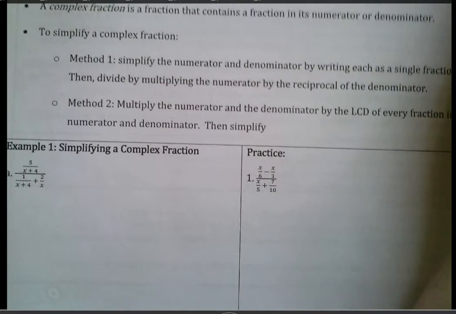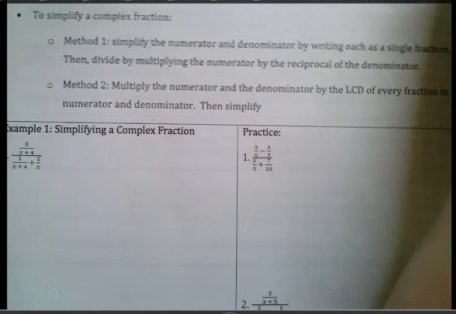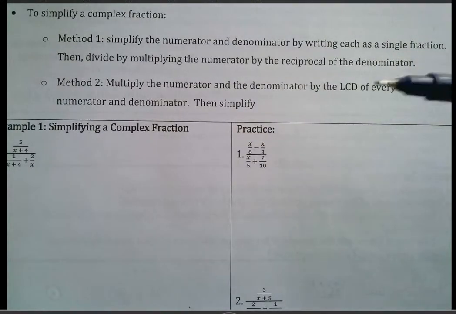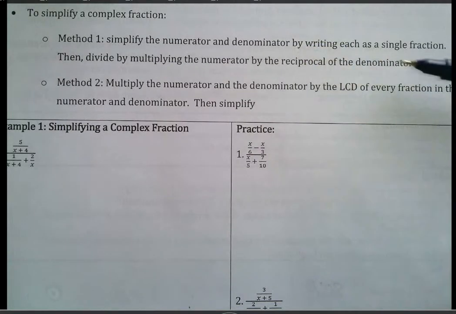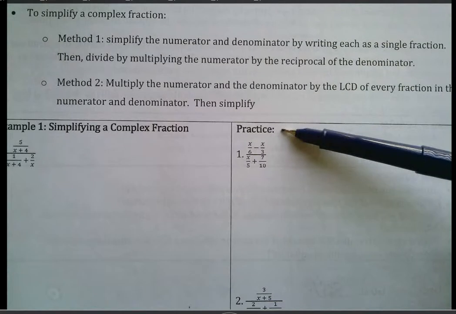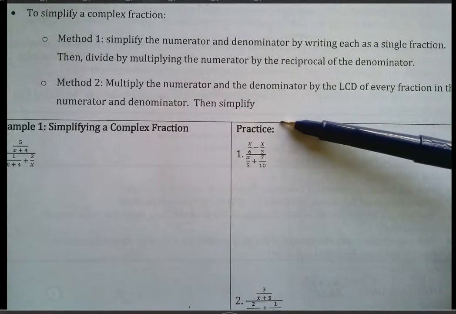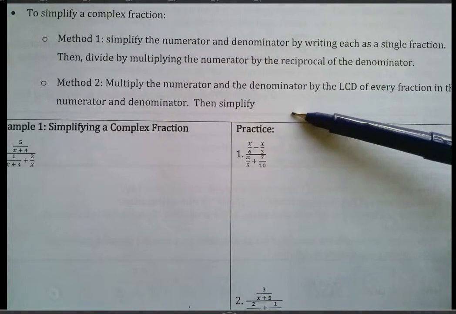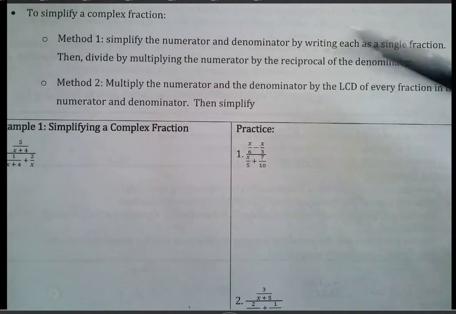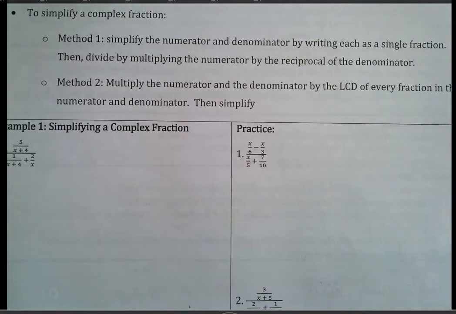So once again, it's just one of those problems you kind of have to stick with. Technically there are 2 methods. You can simplify the numerator and denominator, get each as a single fraction, then divide. Or you can multiply the numerator and denominator by the least common denominator of every fraction, then simplify. I like method 1 personally. Just get rid of it, make it addition, boom, multiply.